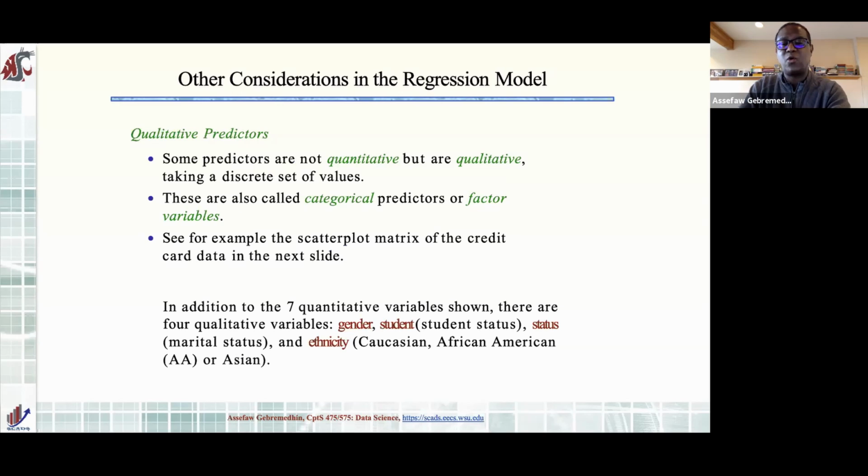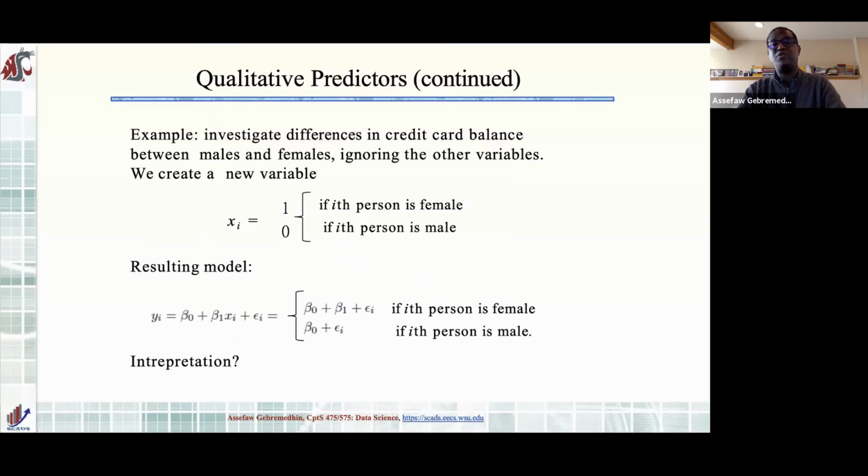And some qualitatives. The qualitative ones, or the categorical values, are gender, whether the card owner is a male or a female, whether they are student or not student, marital status, and ethnicity. So these 4 other ones are qualitative. And how would you include them in your model is the question. You can, is the first thing to know.